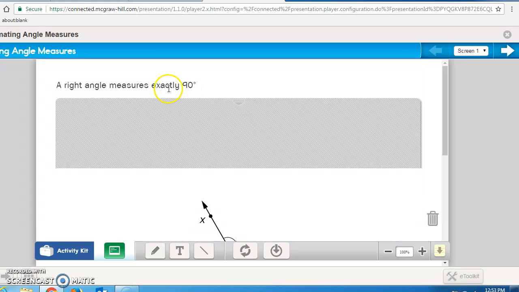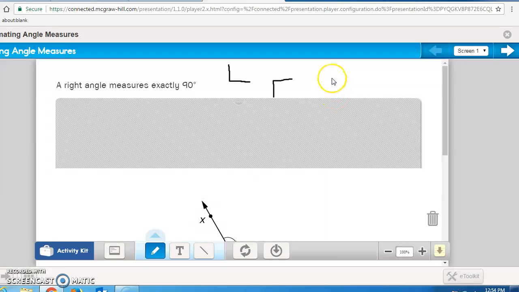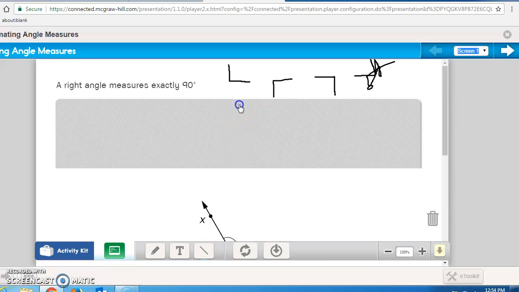So what measures exactly 90 degrees? A right angle. Remember, a right angle looks like a perfect capital L. And that capital L could be from 12 to 3. It could be from 3 to where the number 6 would be on a clock. It could be from the number 6 to the number 9 on a clock. Or it could be from the number 9 to the number 12. Sorry, that one's not very good. But those should be perfect capital L's, and you have a 90 degree angle.